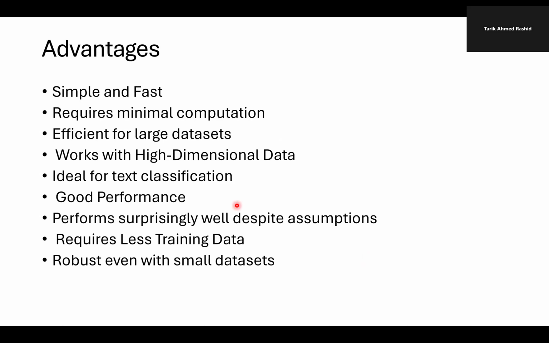The advantages of naive Bayes: it is very simple, very fast, very quick, requires less mathematical expression, and minimal computation. So it is very good and efficient for large datasets. It works with high-dimensional data, so a lot of features is also no problem, since you take each feature on its own. It has good performance, performing surprisingly well despite the assumptions that we provide. It requires less training data and is robust even with small datasets.